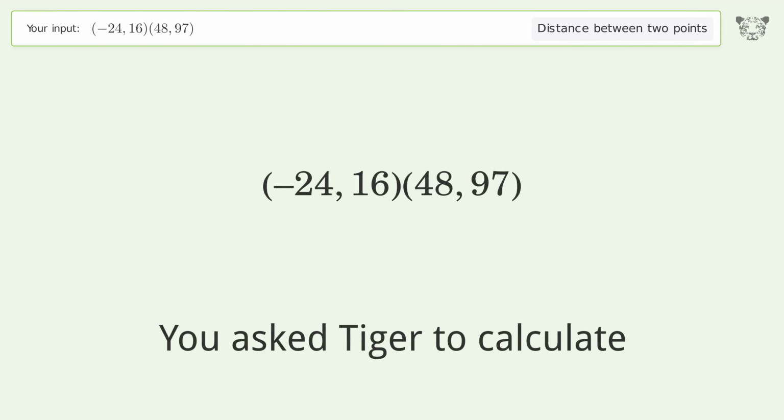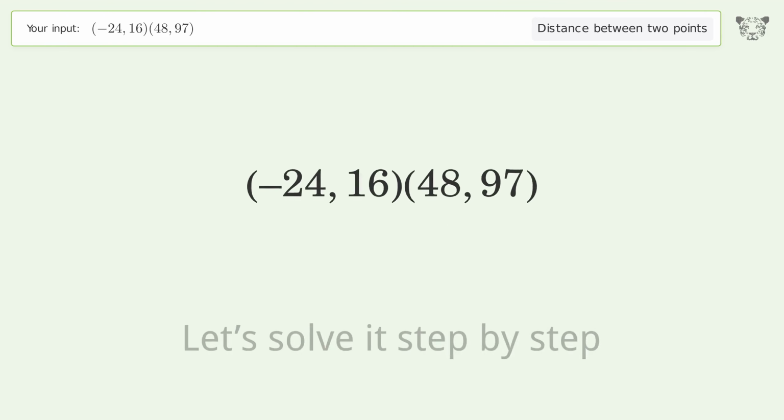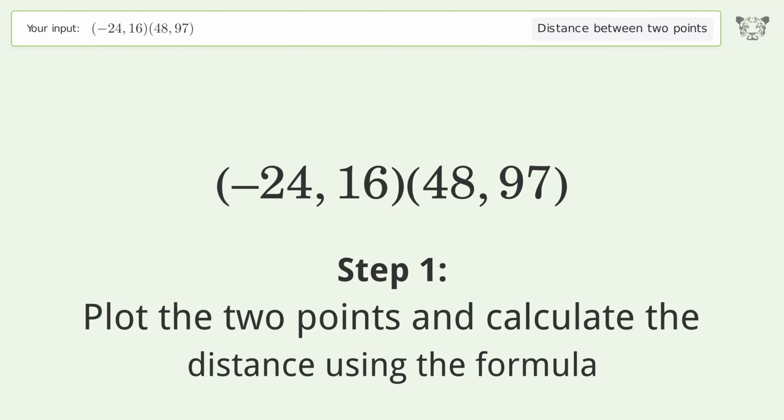You ask Tiger to calculate. This deals with the distance between 2 points. The distance between the 2 points is the square root of 11,745 or 108.374. Let's solve it step by step. Plot the 2 points and calculate the distance using the formula.